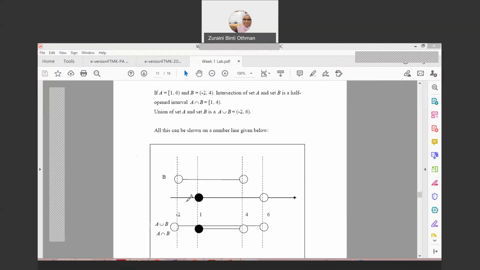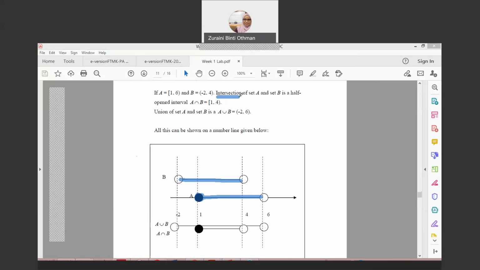Okay. A is from 1 until 6. And B is negative 2 until 4. Okay, here we can see that the square bracket is only at 1. So it's included, 1 only, and yang lain tu is open interval, right? Tak termasuk negative 2, 4 dan 6. So the half open interval.